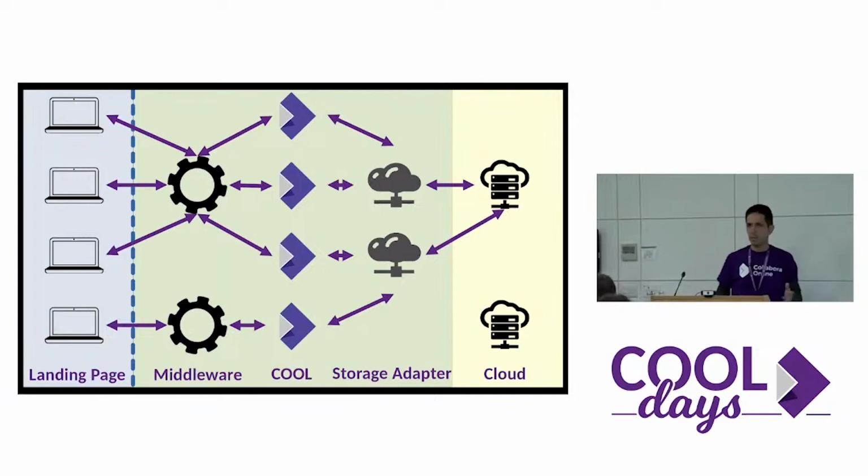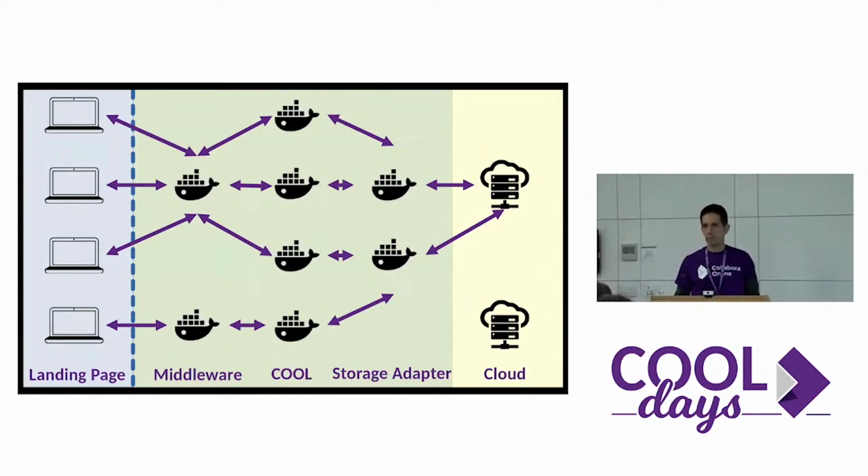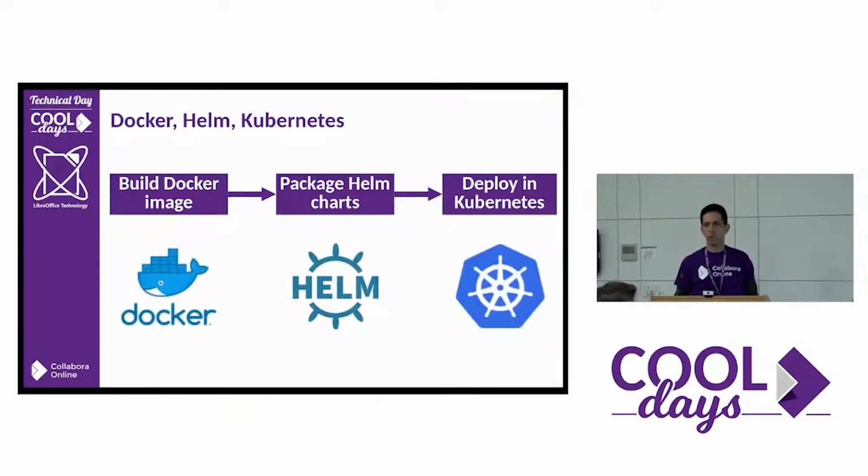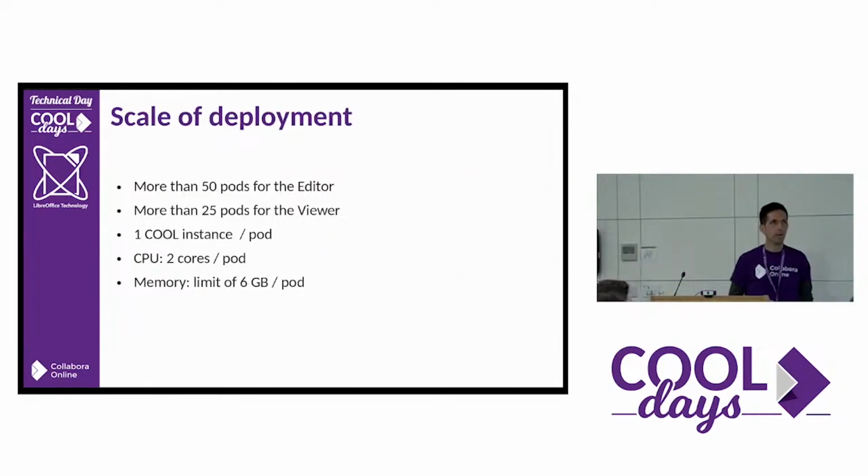These many instances, we make them as Docker containers, and we deploy them to Kubernetes. The way we deploy them is by defining some Helm charts, which specify the kinds of resources they should get, and so on. And speaking of resources, just to give you an idea of the current scale of deployment, we currently have more than 50 pods for the editor and more than 25 pods for the viewer. There is a single Cool instance per pod, and each pod has access to 2 CPU cores and a limit of 6 GB of RAM.